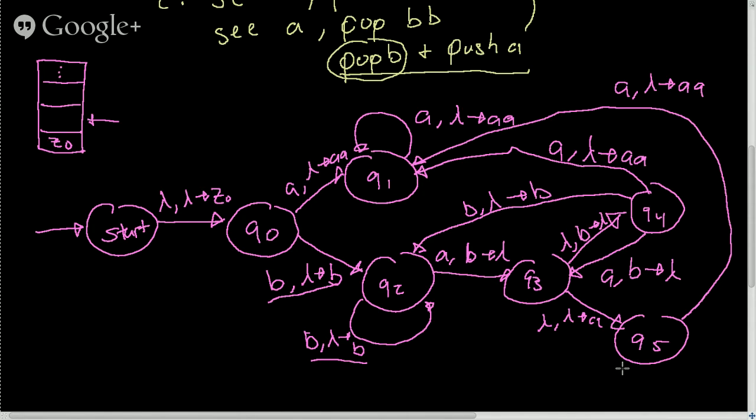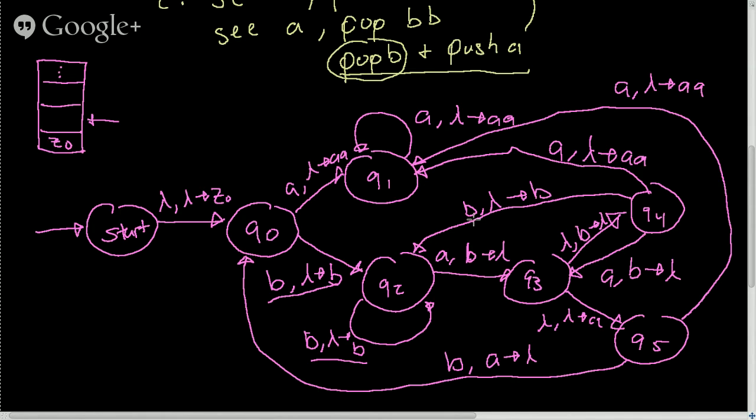Let me make sure I'm doing this right. I think that I am. If we see a B, we need to come back here, B, and we need to pop that A that we pushed. And that will just take us back to Z0 in that case. And so we'll go back up to Q0 and start over from wherever we are. Now let's deal with Q1.